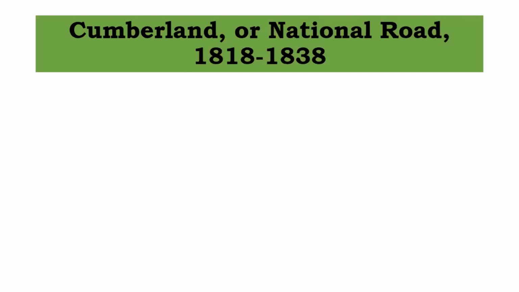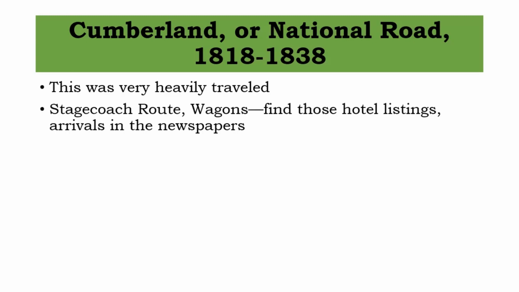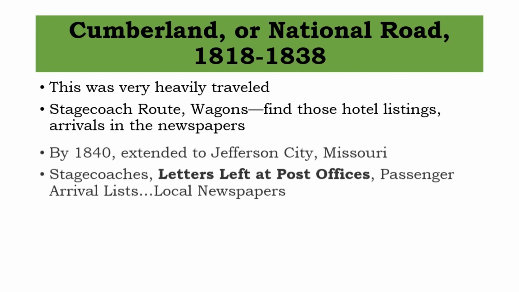The Cumberland National Road, 1818 to 1838, was very heavily traveled. It was a stagecoach route by then. There were wagons that also went down the road because they were carrying goods and services. There's lots of hotels and local inns. You will find the arrivals frequently in the newspapers. Newspaper people wanted people to get hold of their newspaper. And this is one way for people to find out if there was news about part of the family that had come before them. You can also go to the reading rooms or the libraries and see what there might have been in those towns at that point.